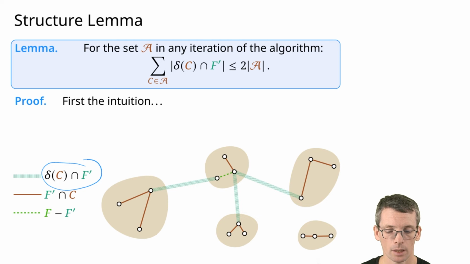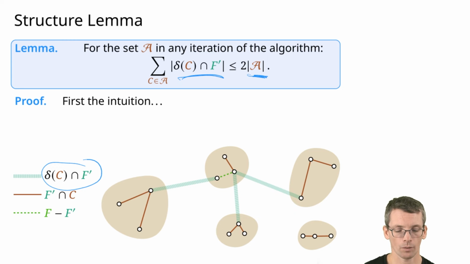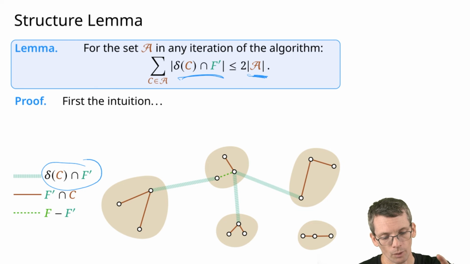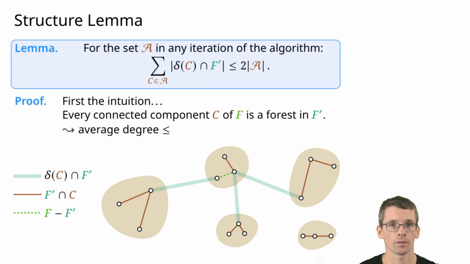Now this is what shows up in the sum up there. And we want to show that there are not too many of those. So what we essentially want to show, if you look at this, is that for each of the active sets, the components that still need to connect, on average, I should have at most 2 edges. So the degree of these components, degree as in outgoing edges, should be on average at most 2. Now, since we have a forest, this actually holds. So the degree is at most 2.